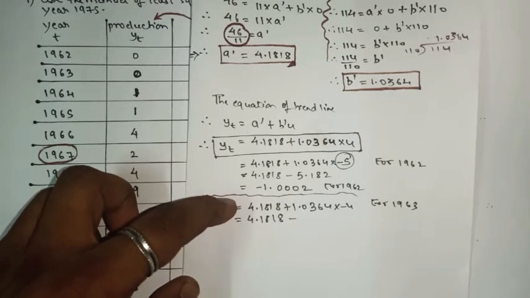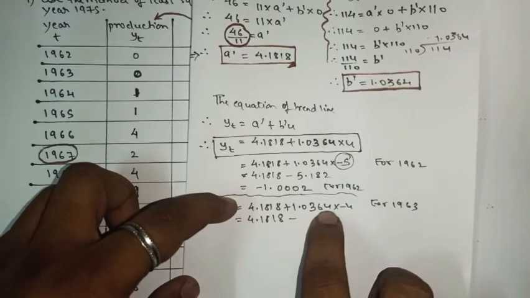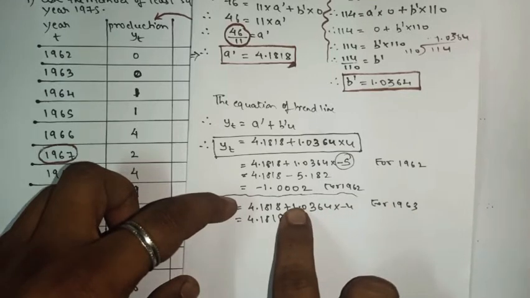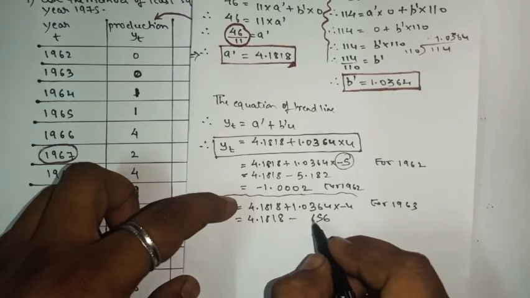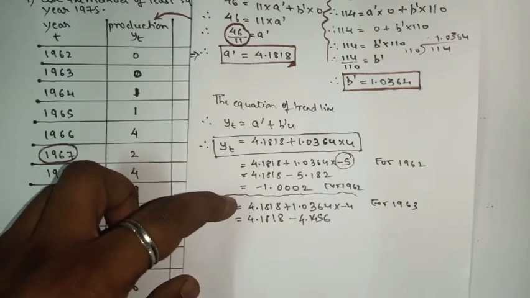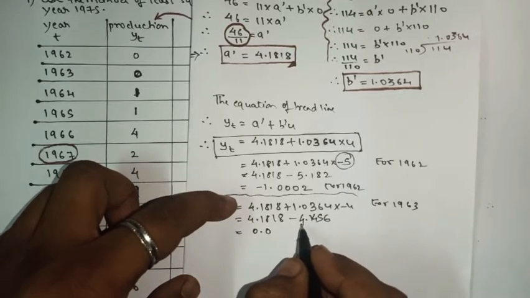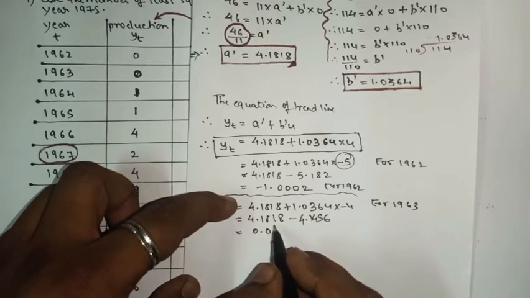1.0364 into 4. When you do 4 fours are 16, one carry. 25, and this plus minus minus 4 ones are 4, 4 zeros are 0, 1 1 I, so this will be 6 5 4 1, and 4 ones are 4. So when you subtract 4.1818, so this part will be 0.04 minus 4 is 0, 1 minus 1 is 0, yes or no?